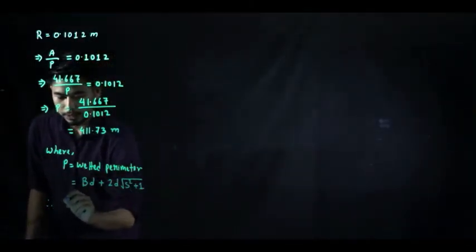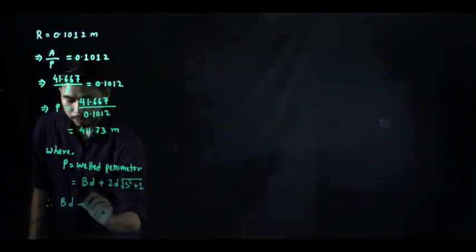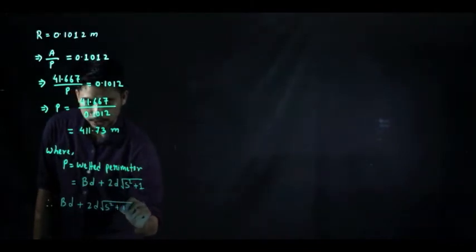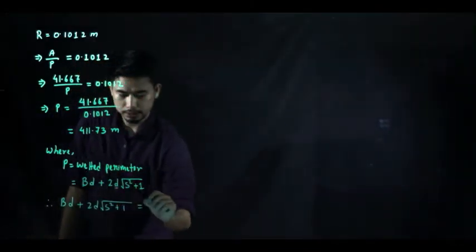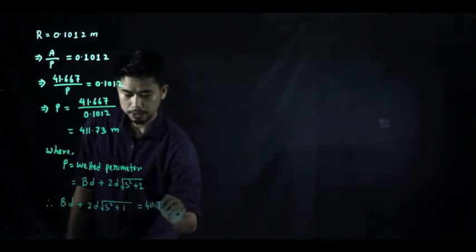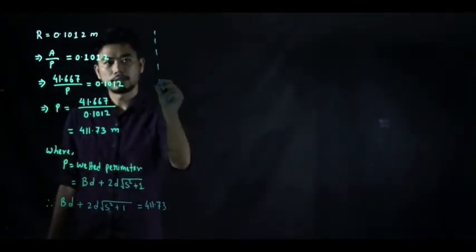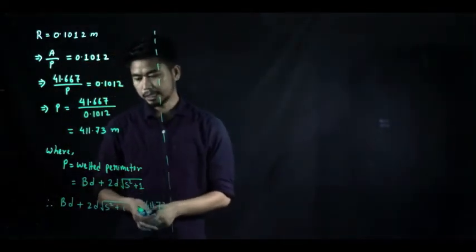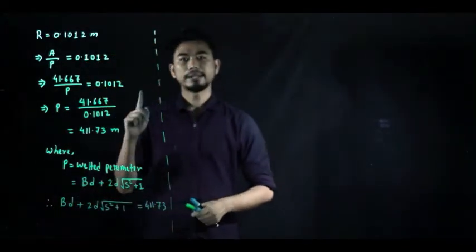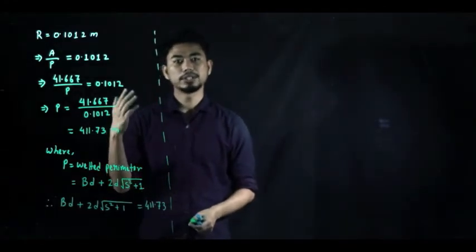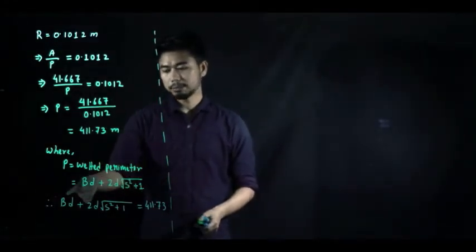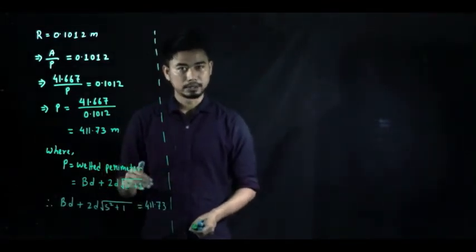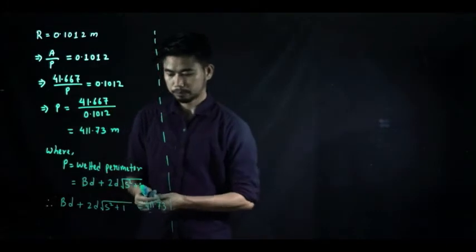So therefore what you can say? B plus twice D under root S square plus 1. This must be equal to how much? This 411.7. Okay, so this is our equation. You might have seen that this is a relation based on B and D. So we have derived one relation between B and D by using the area concept, and a second relation between B and D we have established by using the wetted perimeter. So always follow this pattern while designing a section.